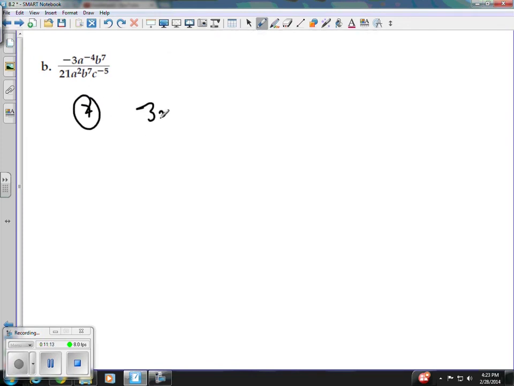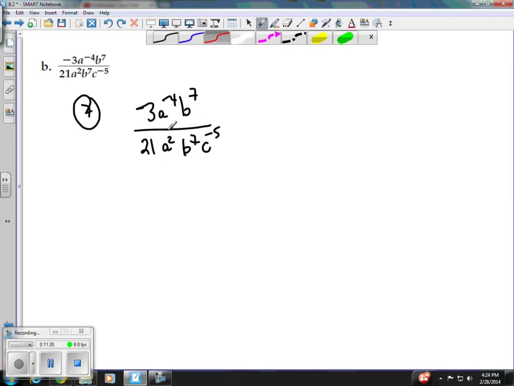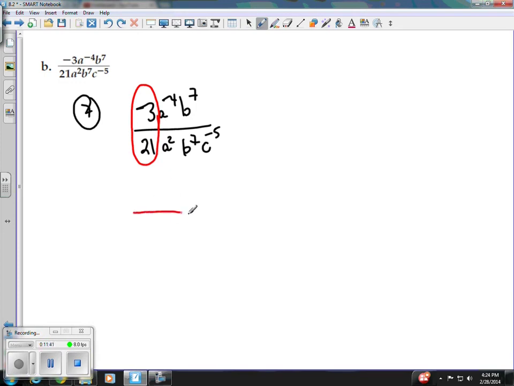We have negative 3a to the negative fourth, b to the 7th, over 21 a squared, b to the 7th, c to the negative 5th. Okay, so that fraction bar tells us we're dividing. So the first thing we want to do is see if we can divide or reduce our coefficients. So negative 3 divided by 21. 21 is on the bottom, so that means we're going to end up with a fraction. So 3 can go into negative 3, negative 1 times. 3 can go into 21, 7 times.